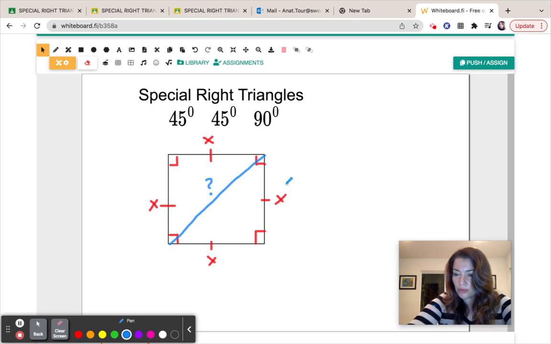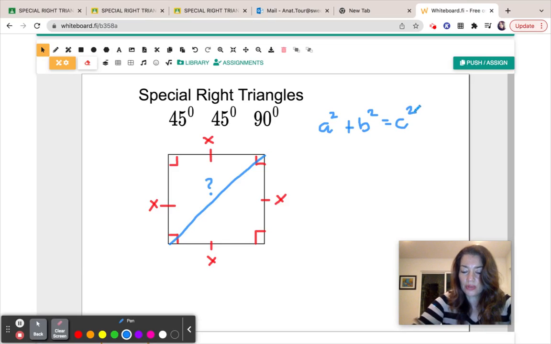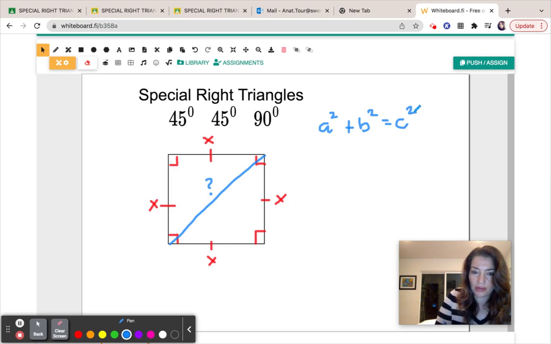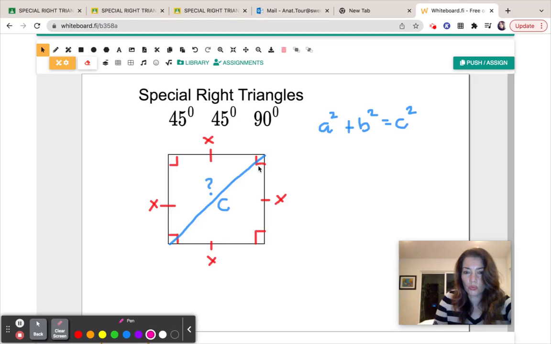So we know using the Pythagorean theorem that if I have a right triangle, we can use the relationship of a squared plus b squared equals c squared to find the length of a diagonal. Now we can call the diagonal whatever we like. So what if I called this, let's say, the letter c? So using the Pythagorean theorem, we're just going to find the side, also known as the hypotenuse.